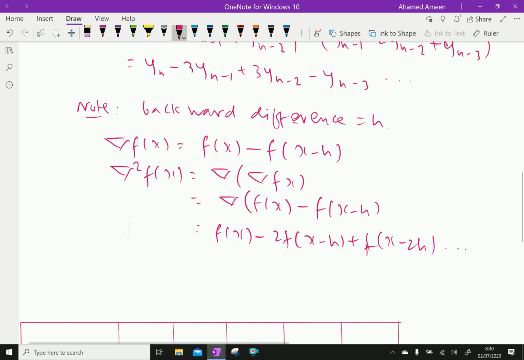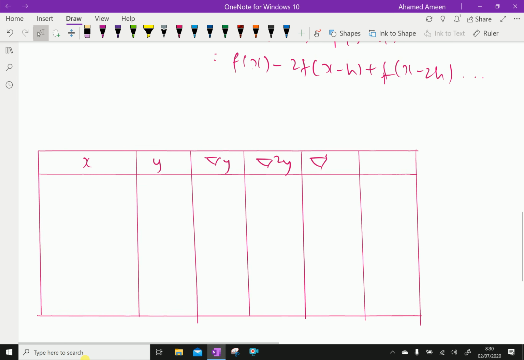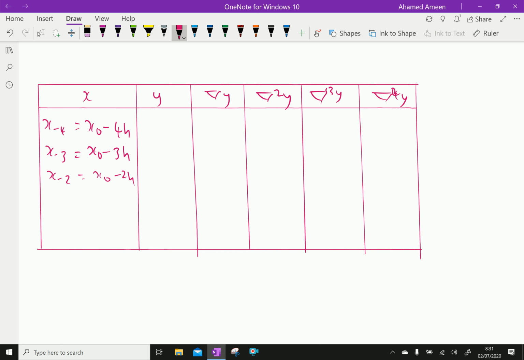Now, let us fill in this difference table. Look at this: suppose this is the x part, this is y, this is the first difference, second difference, third difference, up to the fourth difference. Suppose x is minus 4, we have x0 minus 4h. X is minus 3, you get x0 minus 3h, then x0 minus 2h, x0 minus 1h, and the last is x0, with y values y minus 4, y minus 3, y minus 2, y minus 1, and y0.